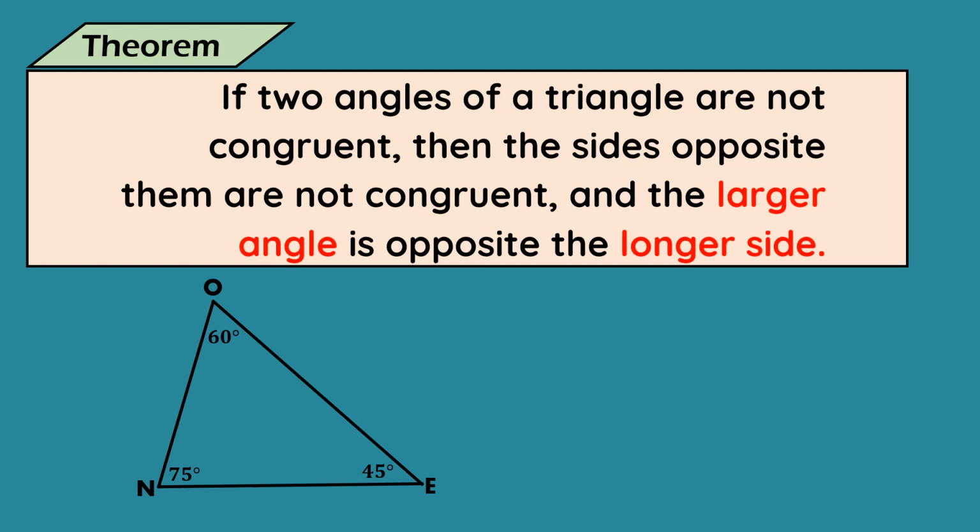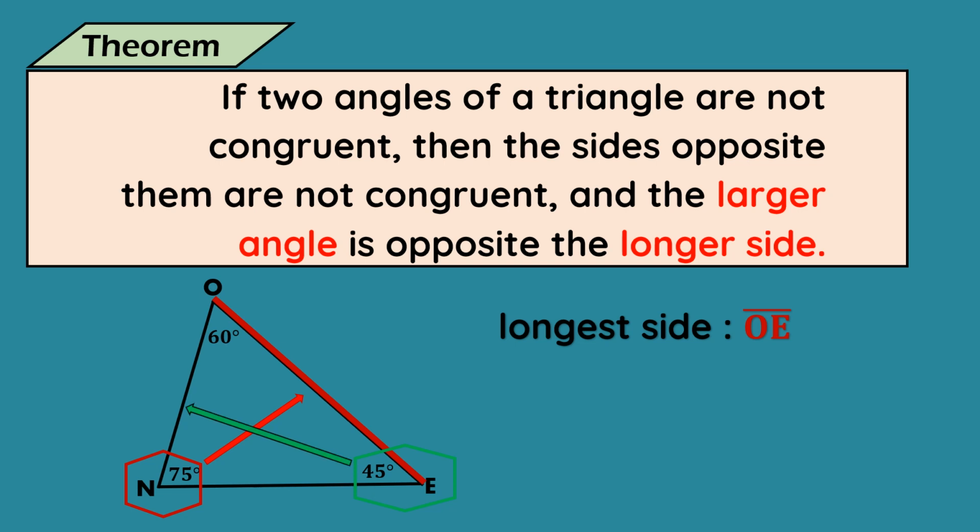In the figure, since angle N is 75 degrees and that is the largest angle, the side opposite this angle is actually the longest side, which is segment OE. The smallest angle is a 45-degree angle, which is angle E, and the side opposite this angle is the shortest side, which is segment NO or segment ON.